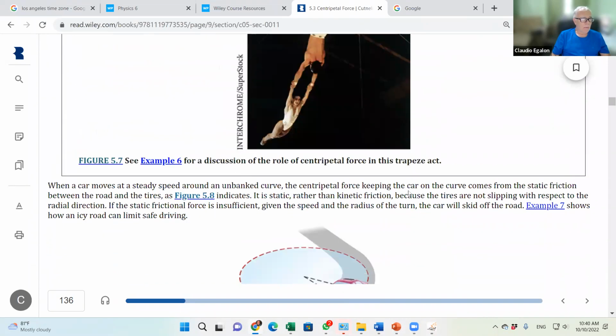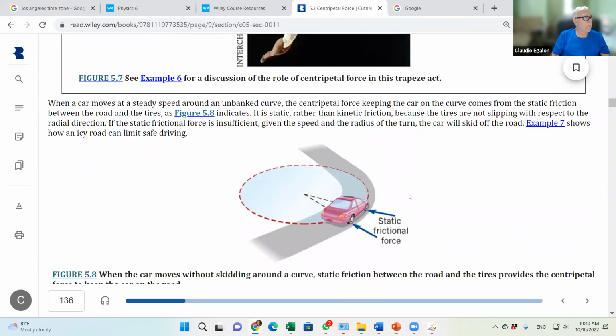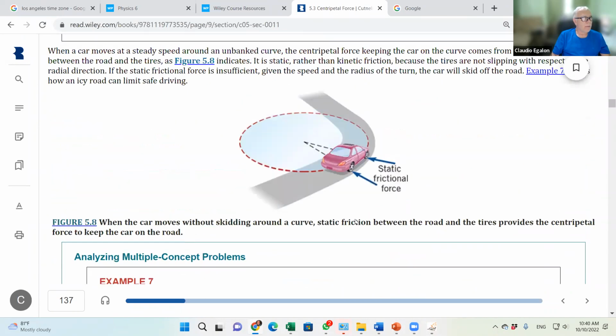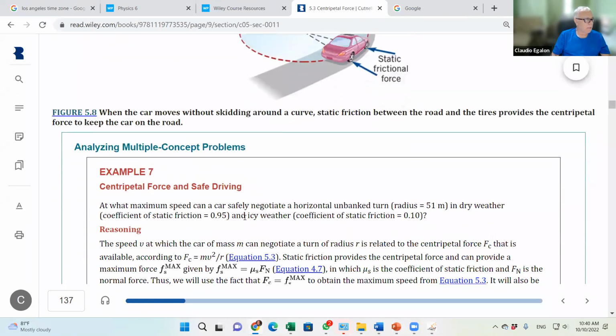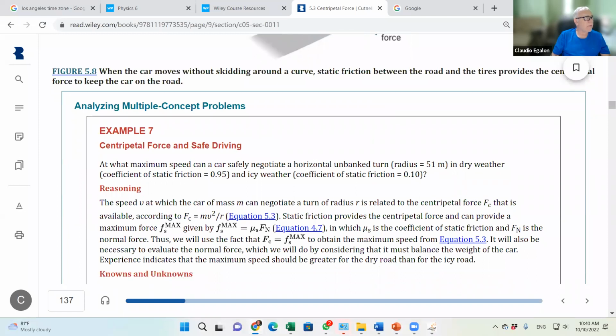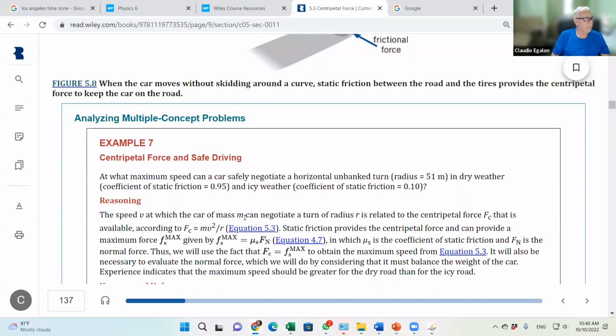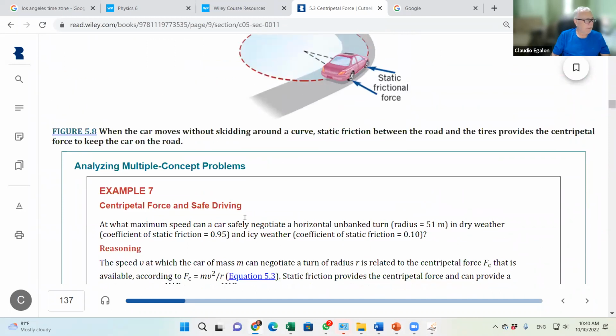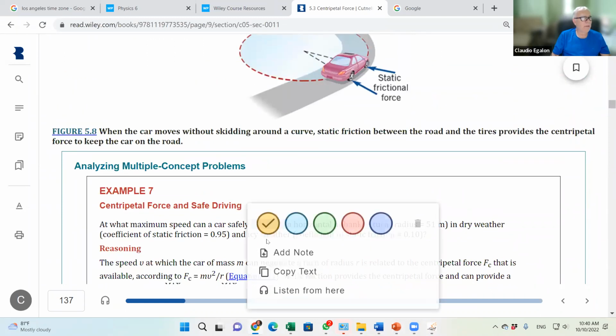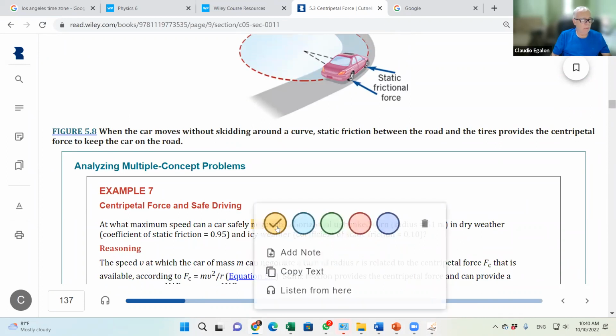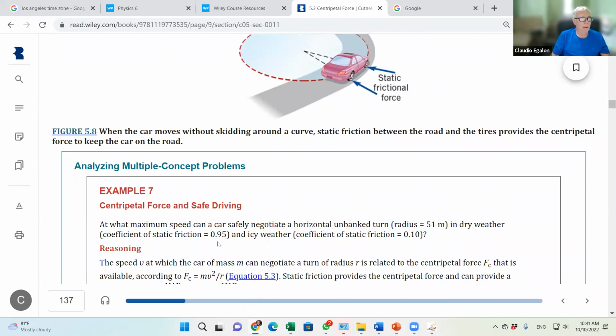Let's take a look at this one here, the case of the car in a turn in a closed circuit. Centripetal force and safe driving. At what maximum speed can a car safely negotiate a horizontal unbanked turn in dry weather? The coefficient of static friction is 0.95.